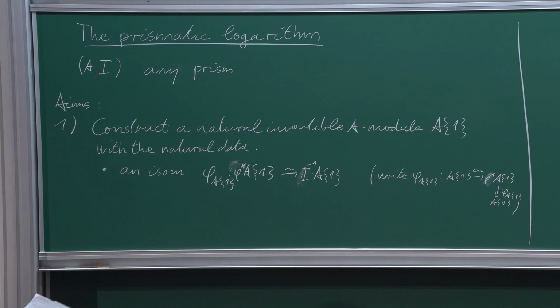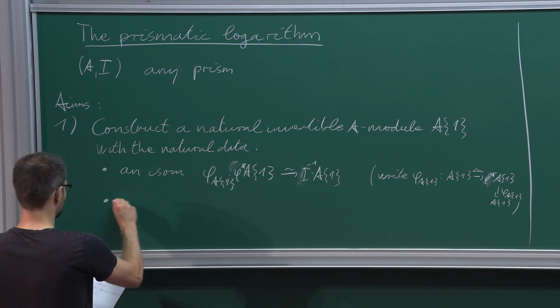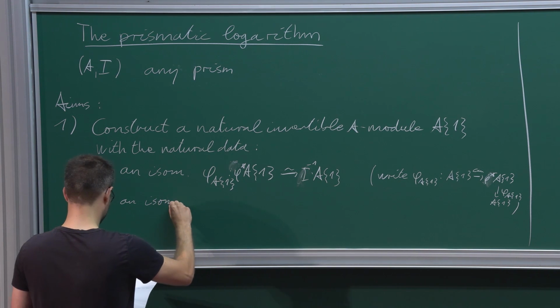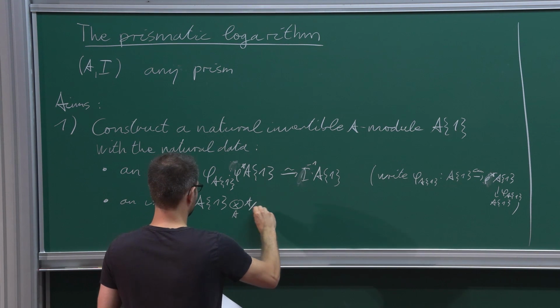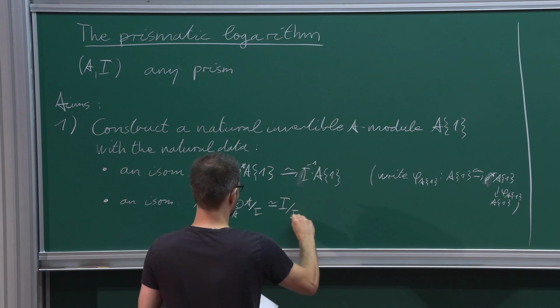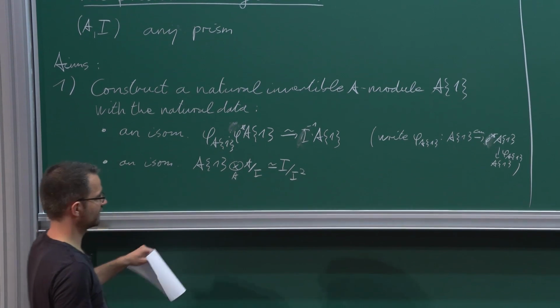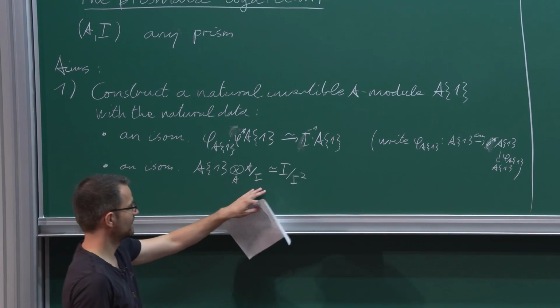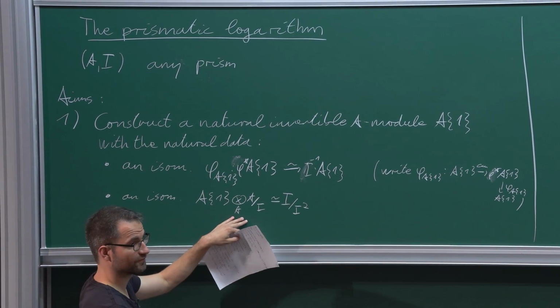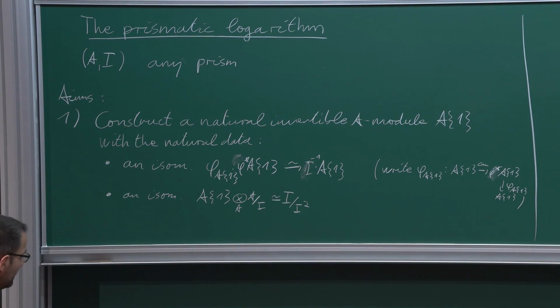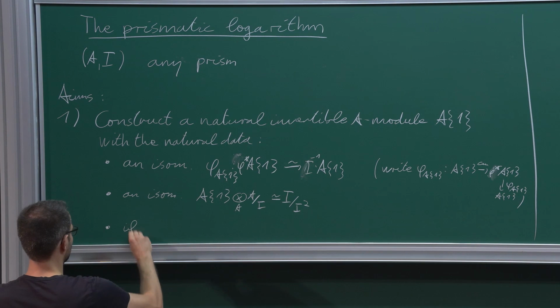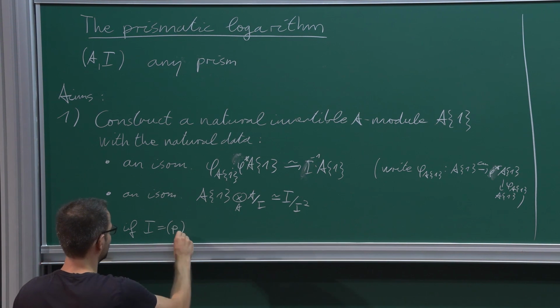Later. Okay, but this is not the only data that this Breuil-Kisin twist should be equipped with. Namely, it should also be equipped with an isomorphism of its reduction modulo I to I mod I squared. So this means that these Breuil-Kisin twists lift the twists that I, for example, mentioned in the Hodge-Tate comparison.